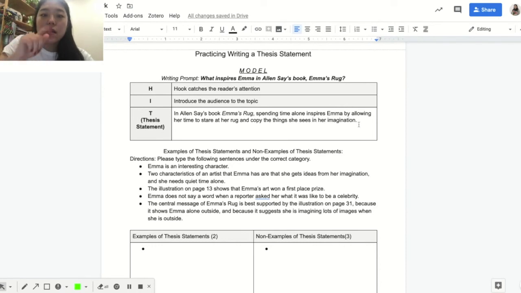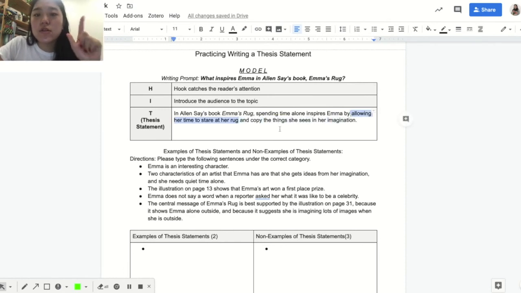Right? So we know the writing prompt is what inspires Emma in Allen Say's book, Emma's Rug. So we stated the author's name, the title of our book, and we first answered the question, right? The main idea, which is spending time alone inspires Emma. Right, and the two supporting points that are included in this example is 1, allowing her time to stare at her rug, and then 2, she copies the things she sees in her imagination.